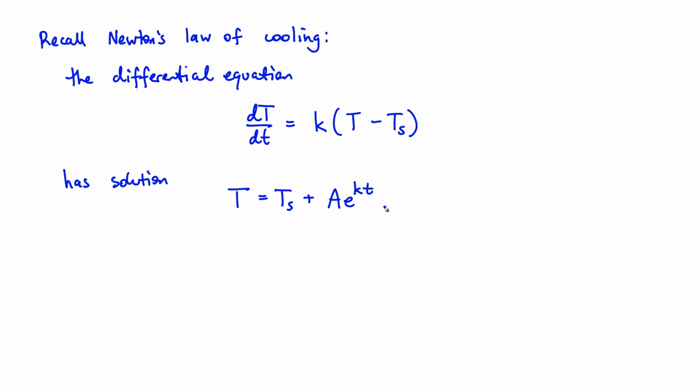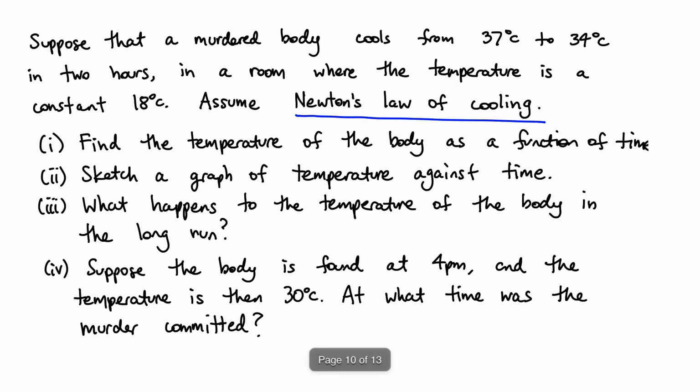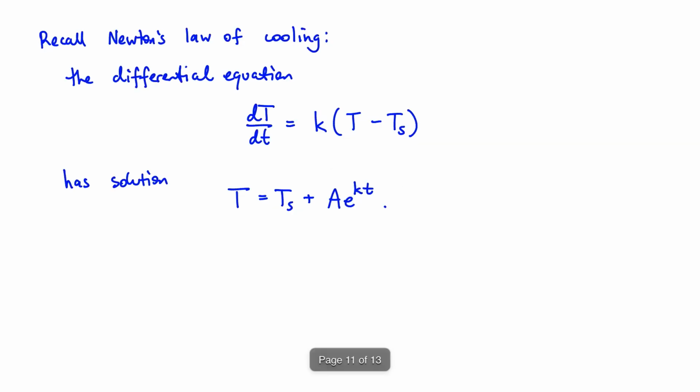Now the Ts is the surrounding temperature. That's 18 degrees, so we know that already. And so the key is we go back to our question. We're given some information. We're told that this body starts at 37 degrees and in 2 hours goes to 34 degrees. So we use this information to figure out all these missing constants, all these missing numbers.